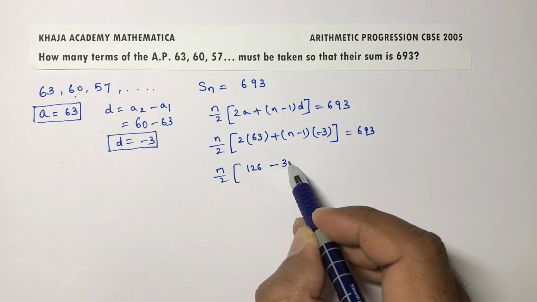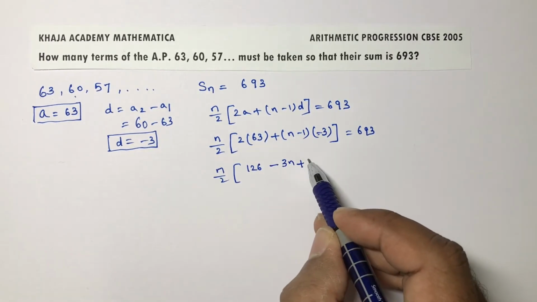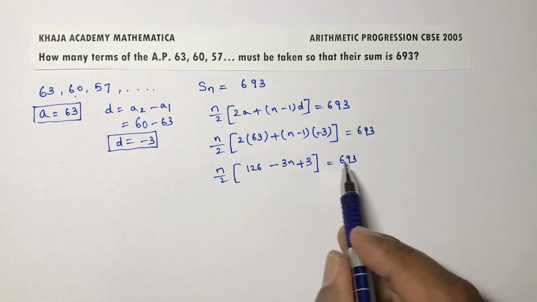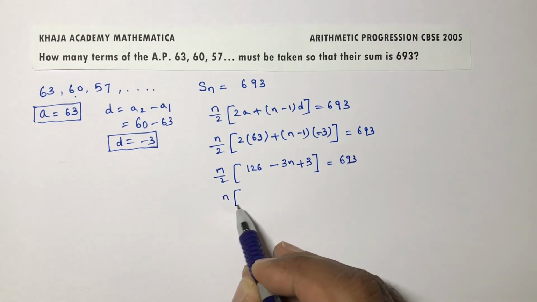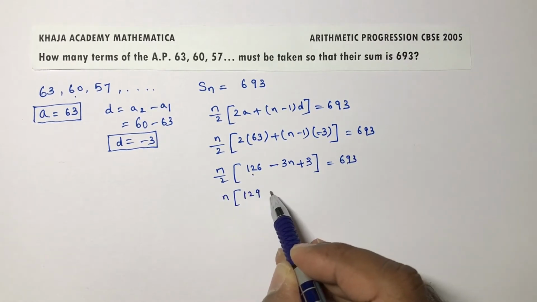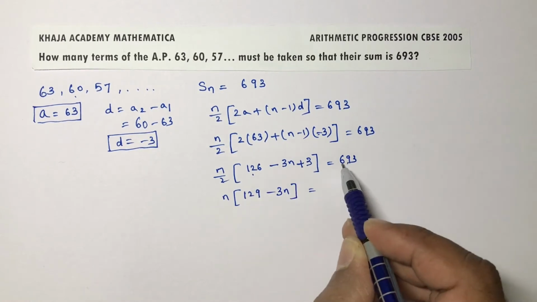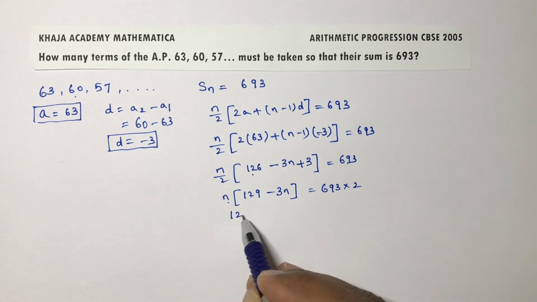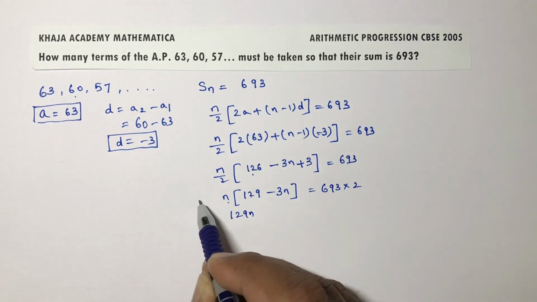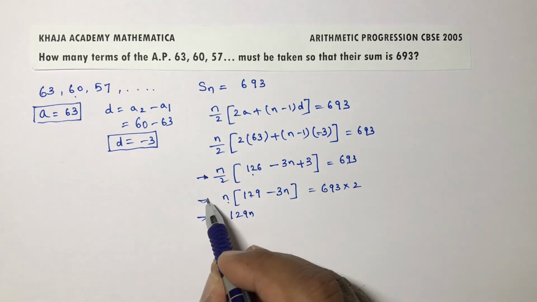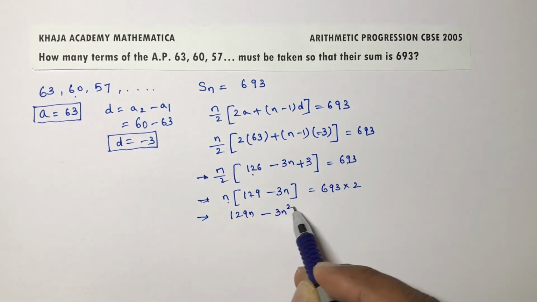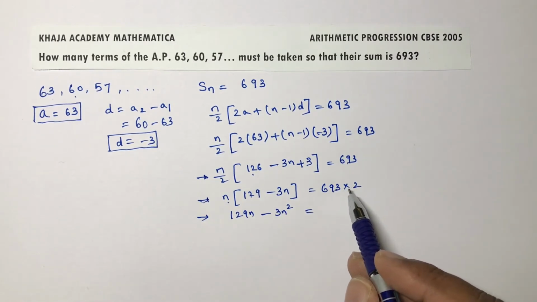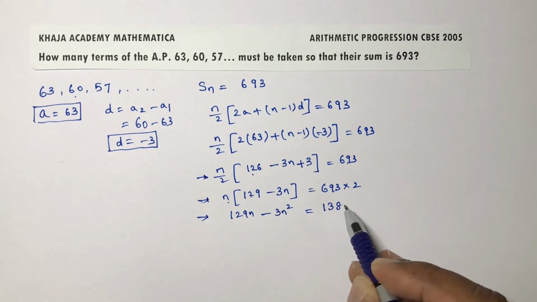Now n by 2, 2 into 63 is 126, minus 3 into n, minus 3n, minus into minus plus 3, is 693. This 2, if I cross multiply here, so n into 126 plus 3, 129, minus 3n equals 693 times 2. n into 129 is 129n, minus 3n into n is 3n square. 693 if you multiply with 2, you'll get 1386.